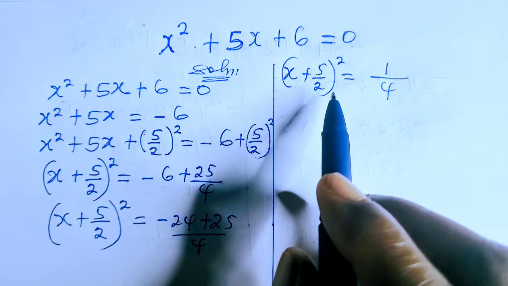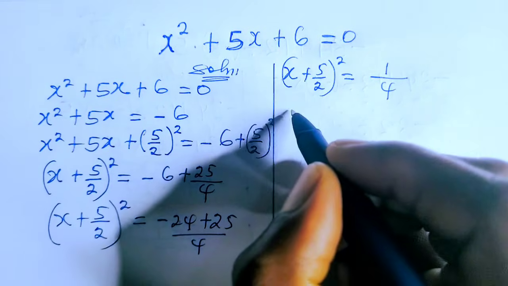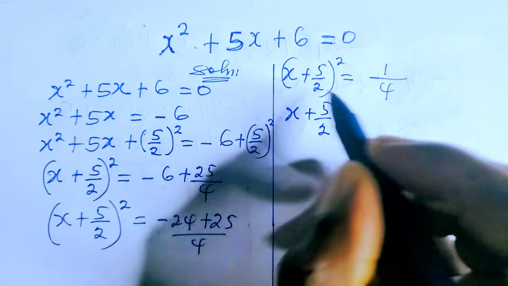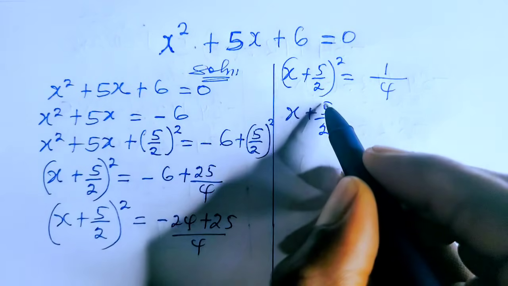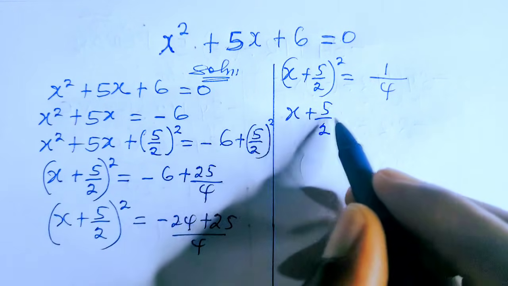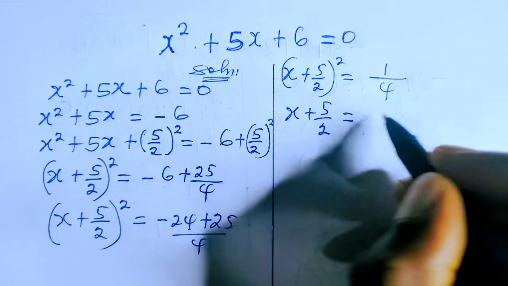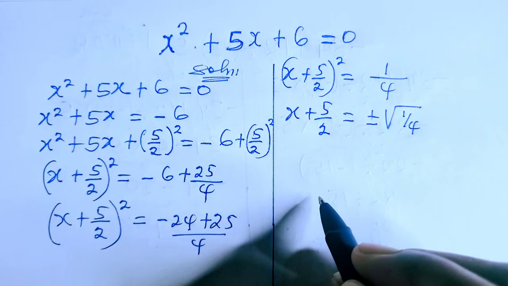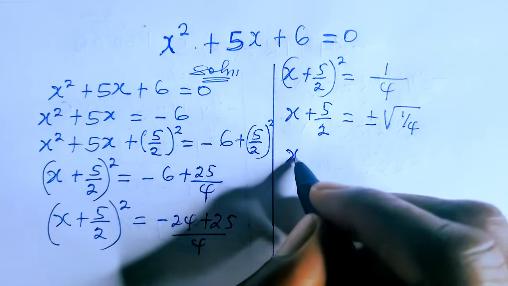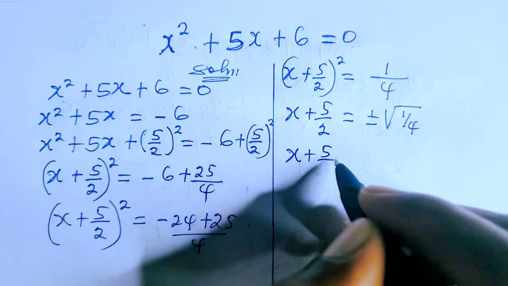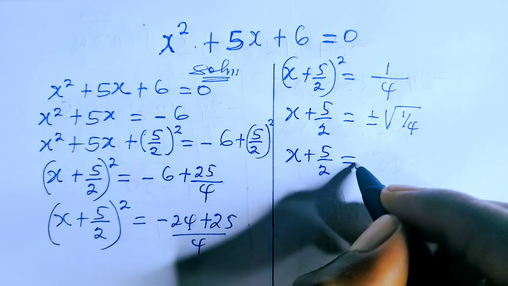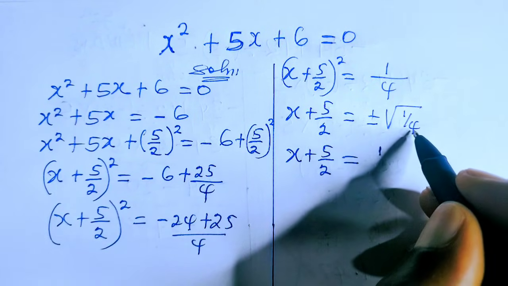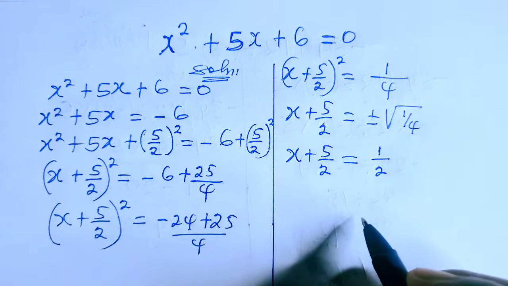Now, the next step to be considered is to take the square root of both sides of the equation. If you do that, we become x plus 5 all over 2, because the square root will cancel the square, and this equals either positive or negative square root of 1 all over 4. Now we have x plus 5 all over 2 equals either positive or negative square root of 1, that will give you 1, then square root of 4, that will give us 2.